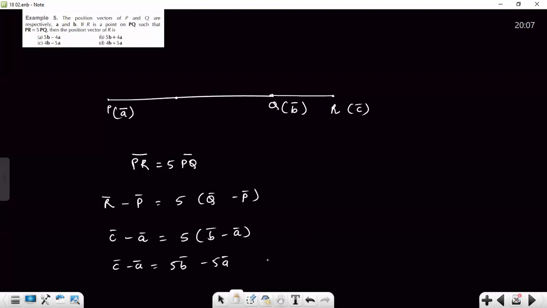We need to find C. So let's keep the C vector on the left hand side and everything else on the right hand side. That makes it 5B vector minus 4A vector. So that means A is our correct answer. Is this clear?